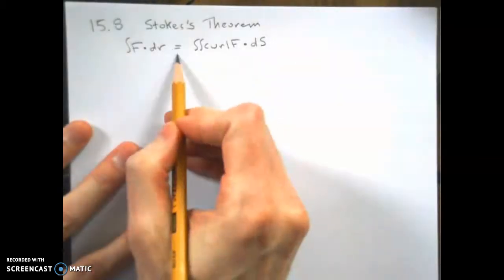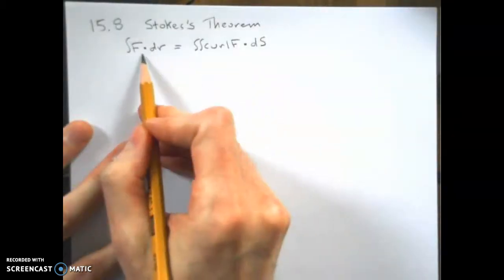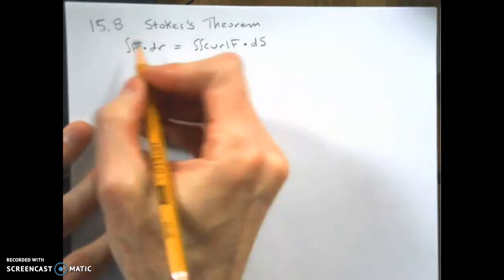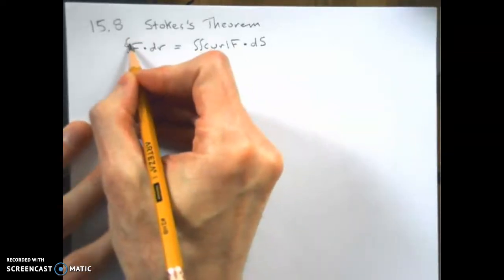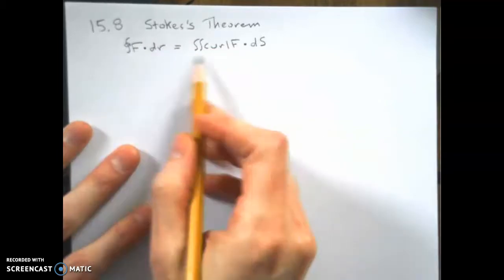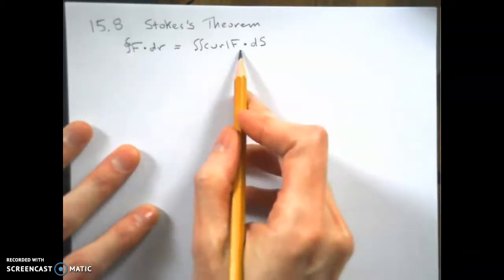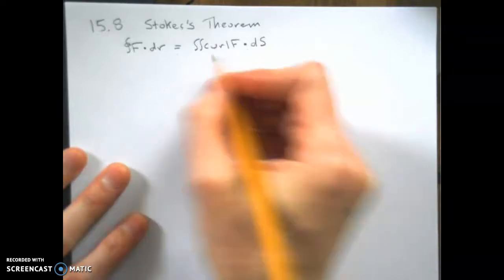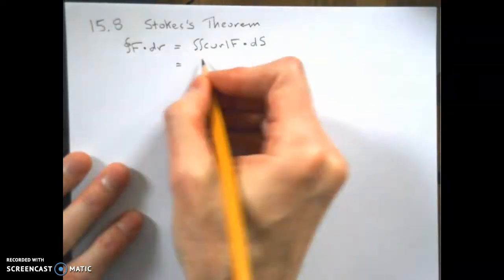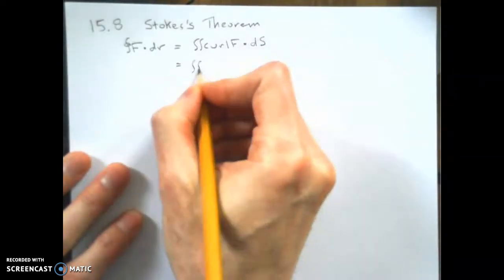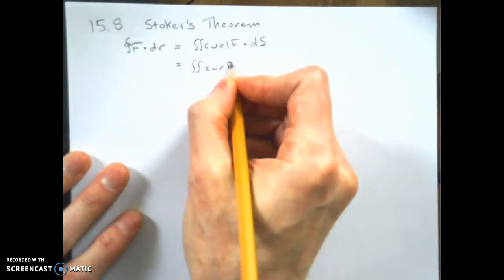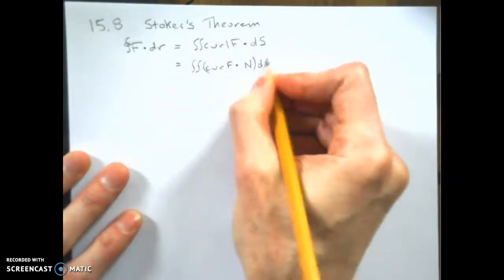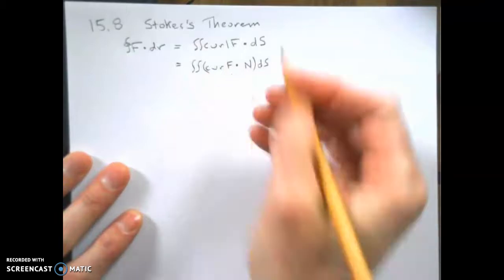So what Stokes' theorem says is the line integral of a vector field F dot dr, remember this is for a curve, and this is always going to be a closed curve, is equal to the double integral of the curl of F dotted with your surface. So this is like the flux, but it's not just flux. Another way to think of it, or when we calculate it, it's the curl of F dotted with your normal over your surface. These two things mean exactly the same thing.